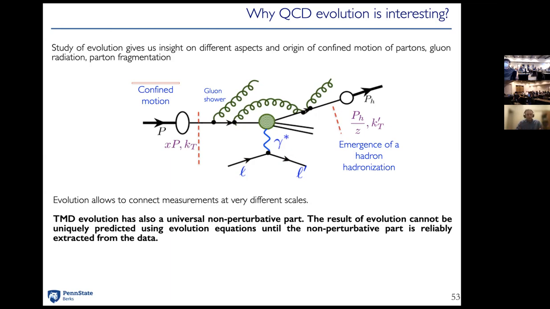This non-perturbative part, which is related to the soft factor or Collins-Soper kernel, is related very intrinsically to the properties of the vacuum of QCD. And that's a very interesting aspect of our studies. We are understanding, you know, some details of confinement, if you like. And those things can also be tested in lattice computations.